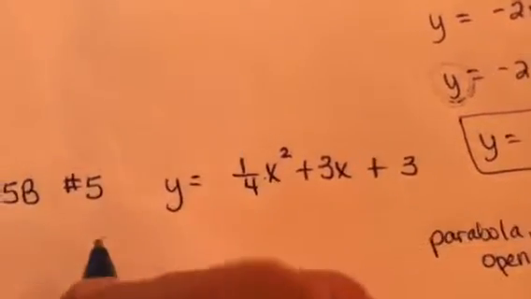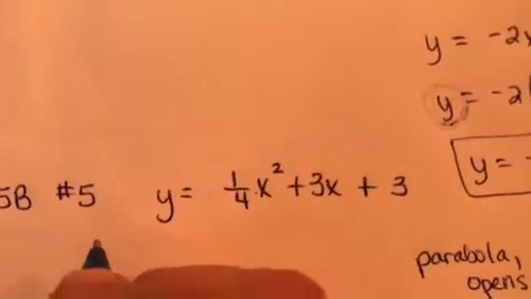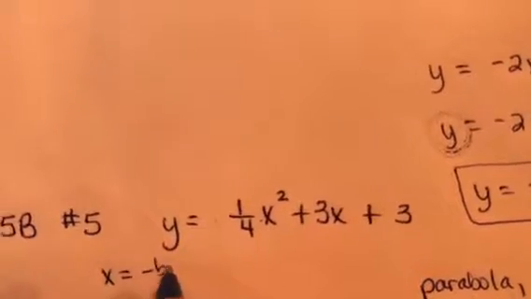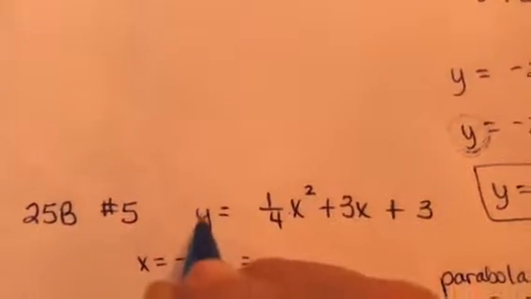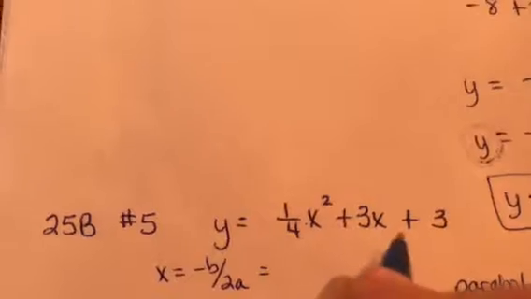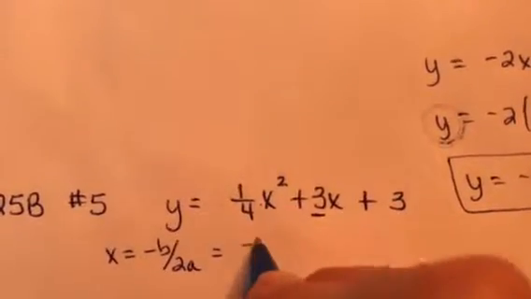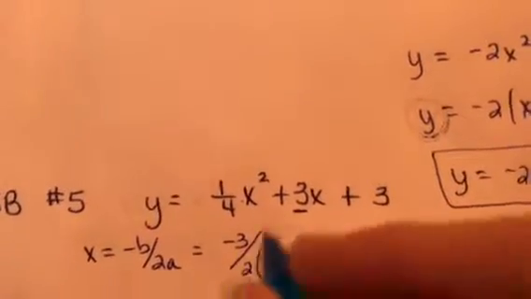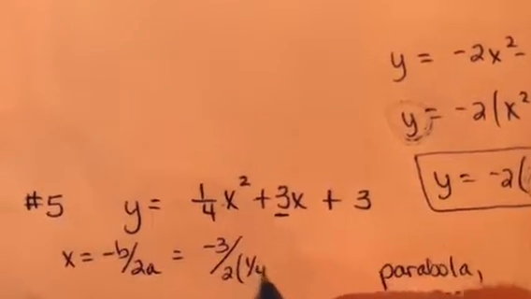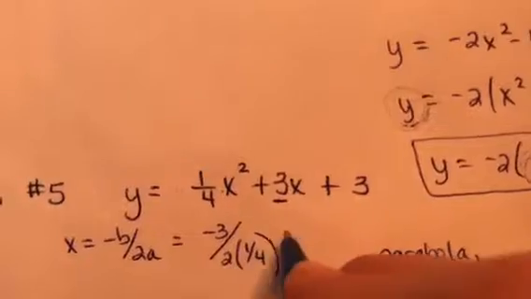Now remember what we're learning this time is that you can find your vertex by finding negative b over 2a when you've got whatever it is to the first power by itself. So here's your b term. The opposite of a positive 3 is negative 3. And 2, and my a value is 1/4. And that may give some people some grief.